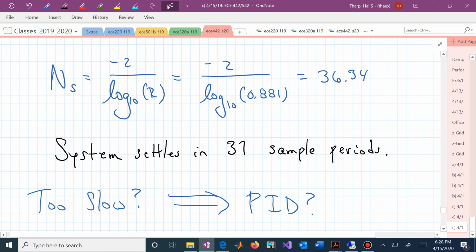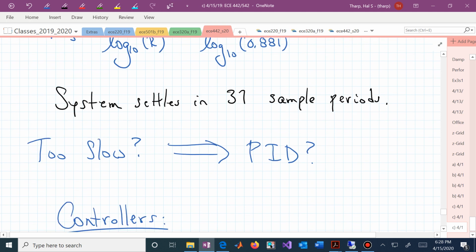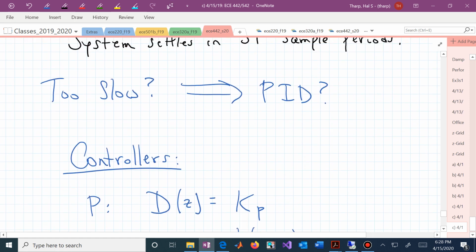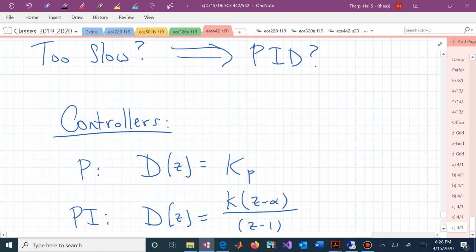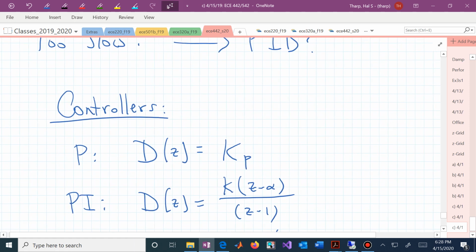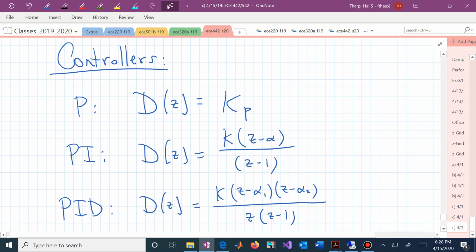If it's too slow, what did we start with? Here we just looked at a proportional controller, and that was k sub p. We could maybe introduce a PI controller, or if we step it up a notch, now we might try a PID controller, which now has more design flexibility.